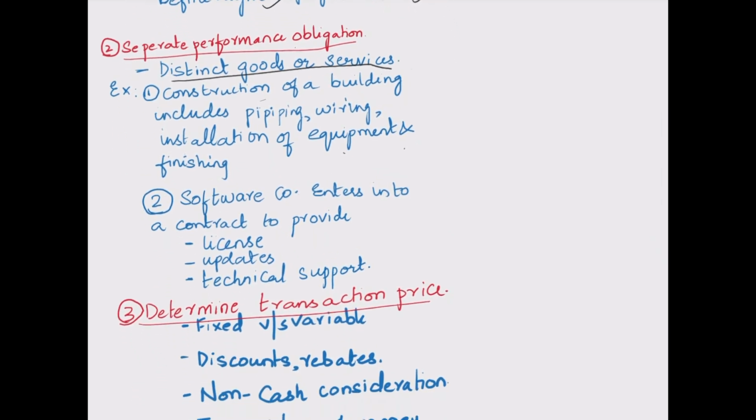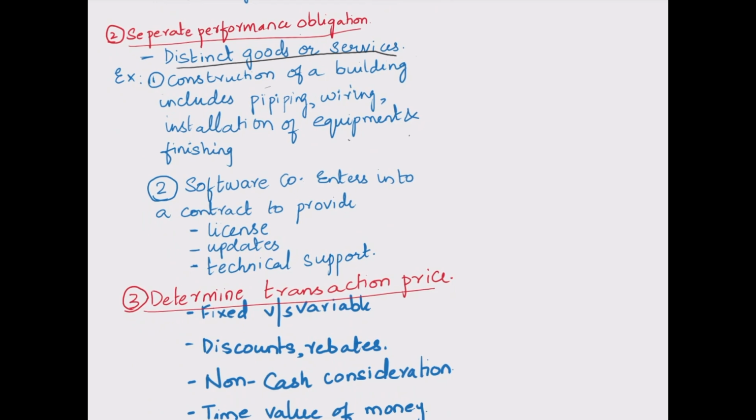Now your next step is identifying separate performance obligations. Separate performance obligations could be either distinct goods or services, or a series of similar services that are bundled together. For example, there's a construction of a building going on, and the services in this construction are piping, wiring, installation of the equipment, and finishing. They're all codependent on each other. They're not separately identified, so they all form one performance obligation.